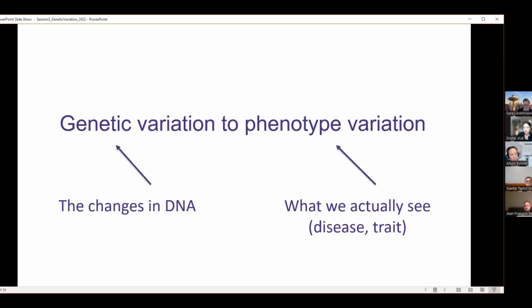So the changes in DNA, and this is the DNA sequence itself, is what drives the phenotypic variation. And the phenotype is what we actually see and what we can measure. And this is a trait, a disease, something that we can observe of how that DNA is manifest in terms of a health outcome or an outcome that we care about.